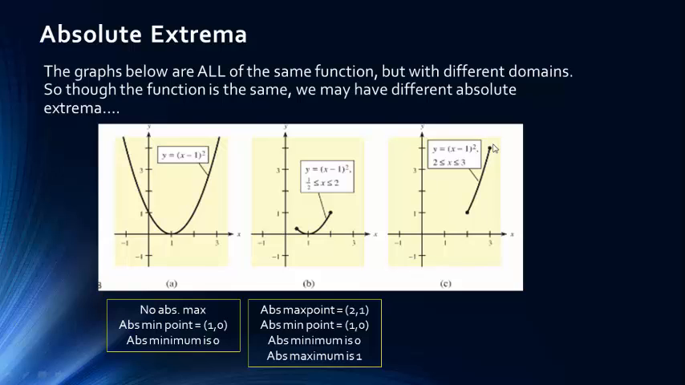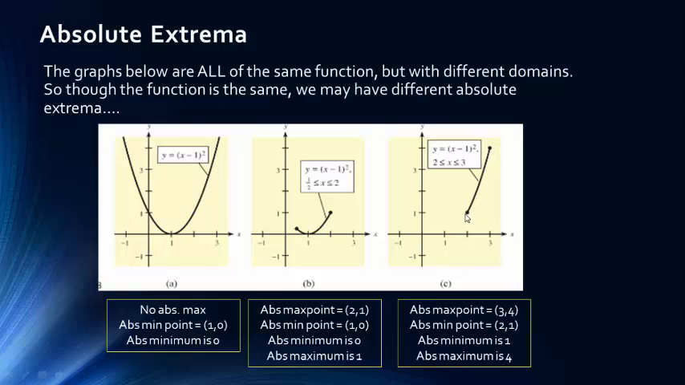Well, what's the highest part of the graph? Right here at (3, 4). What's the lowest part of the graph? Here at (2, 1). And remember that the absolute max is the y value. The absolute min is also the y value. So our absolute max is 4. Our absolute min is 1. And these are the absolute maximum point and the absolute minimum point.